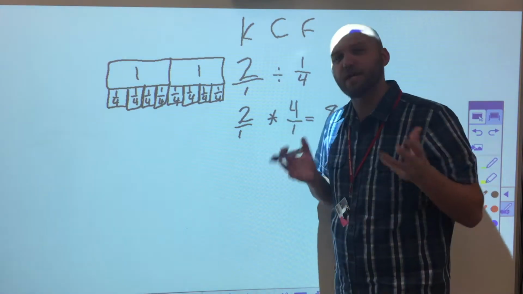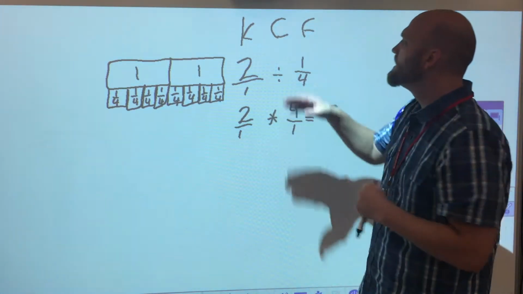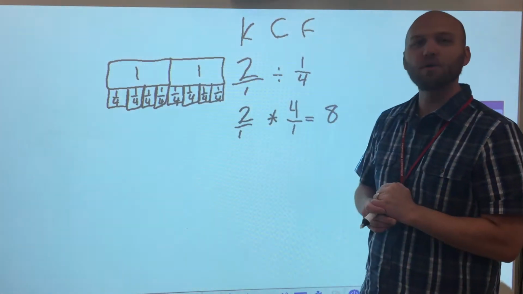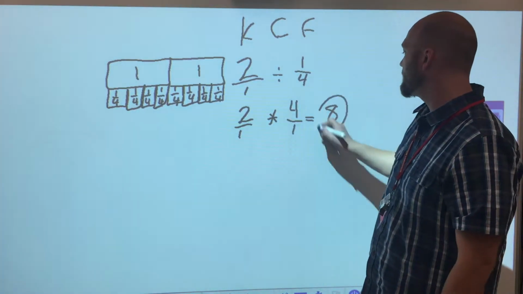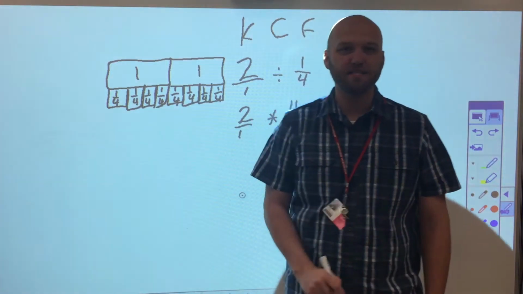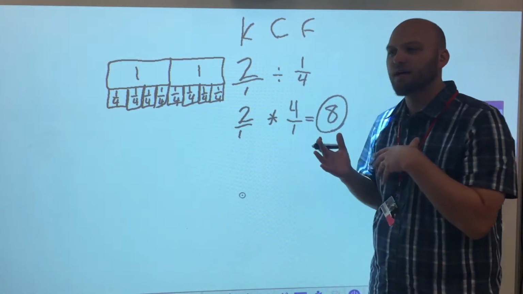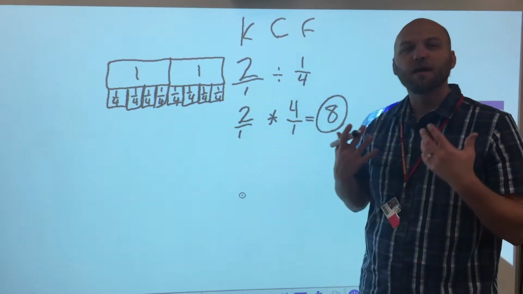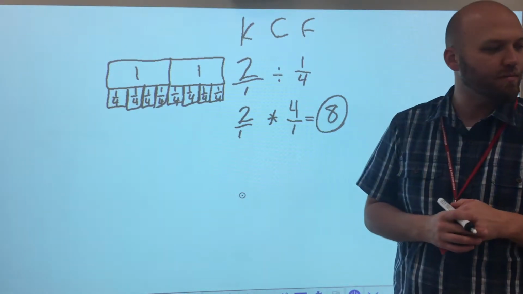So this is called a fraction strip. I'm going to take those and compare them. So if I'm taking 2 and I'm breaking it into fourths, I'm breaking it into 8 pieces. 1, 2, 3, 4, 5, 6, 7, 8. So using a fraction strip, I can sort of model my fractions a little bit better.